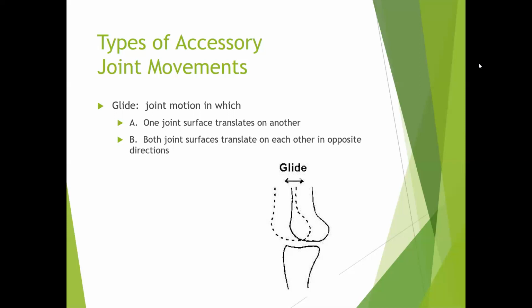Again, roll: we have multiple points coming into contact with one point. Spin: we have one point on one point on the other, spinning around, coming in contact with one another. And then glide: we have that kind of shimming back and forth, where either one is doing the movement or both are moving in opposite directions.